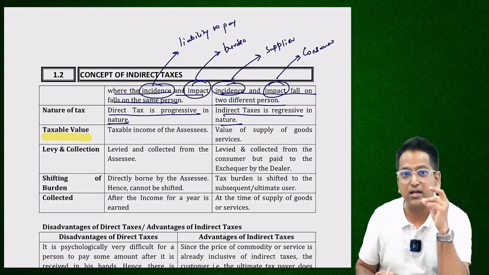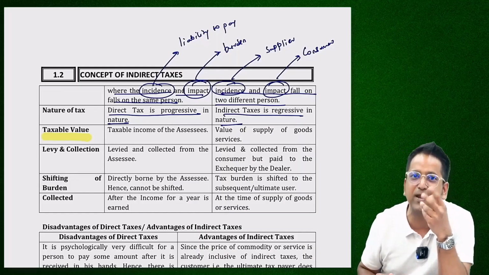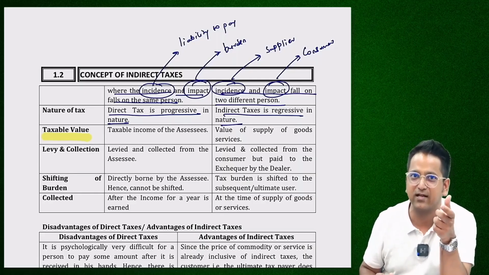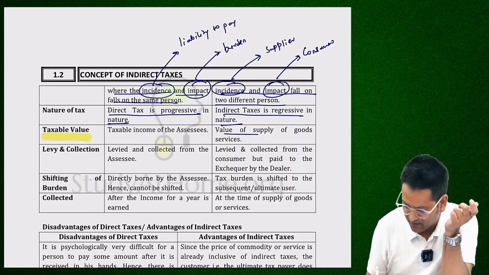And indirect taxes are levied on what? The value of supply. The value at which goods and services are provided or offered to consumers. If an item sells for 100 rupees, indirect tax will be applied on 100 rupees. The value of the supply.